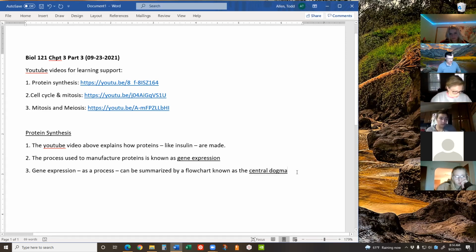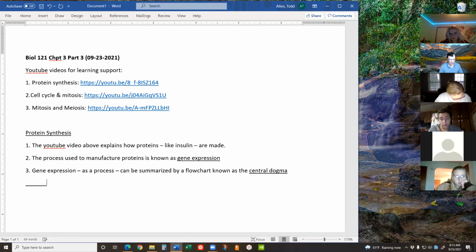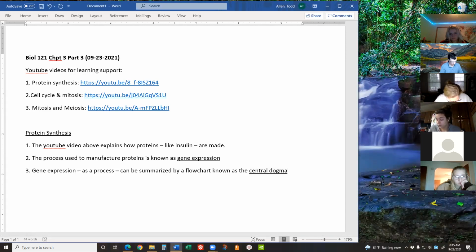Okay, now I'm going to express this idea two different ways to you. So I'm going to give you the simple version of the central dogma first. Okay, here's the simple version. DNA is used as a template to make RNA, which is used as a template to make protein. That's basically what you saw in that 7-minute video that we started class with.